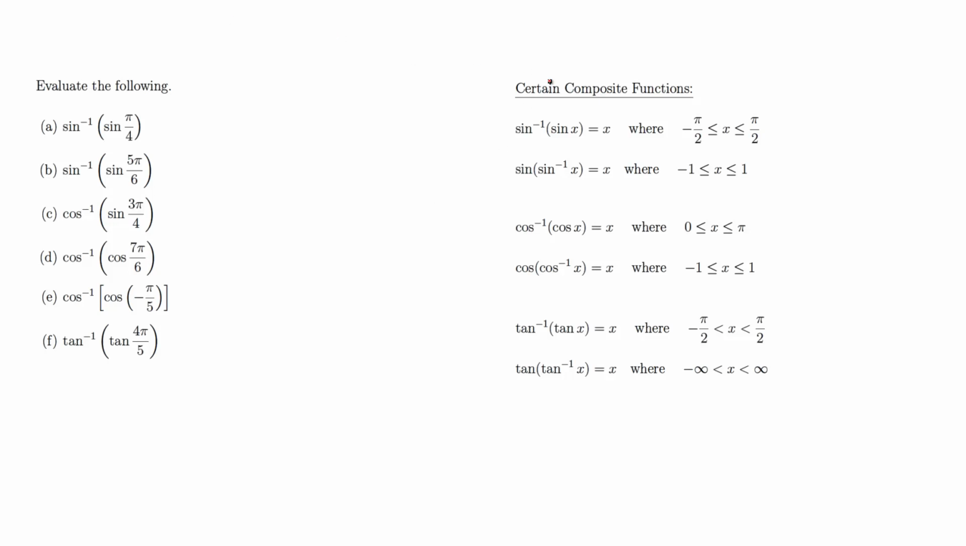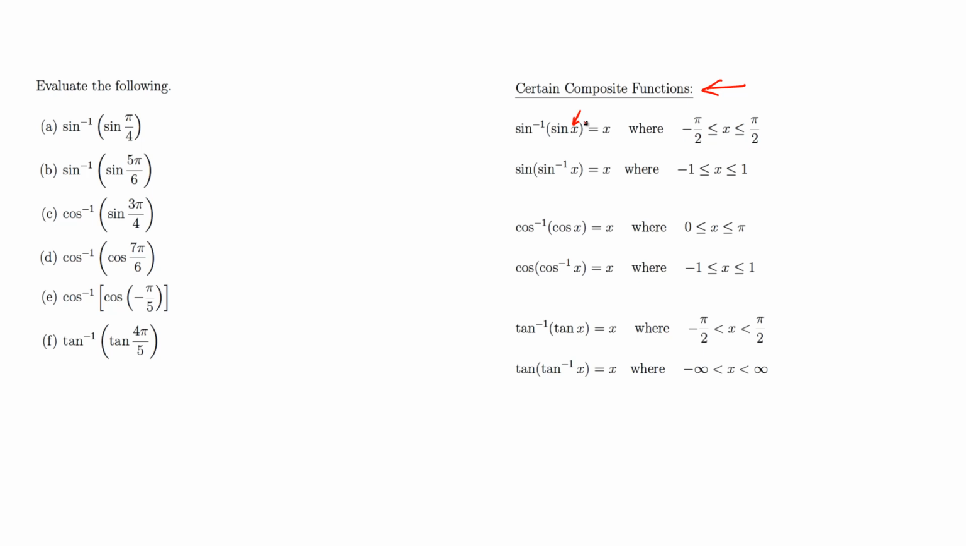Certain composite functions. Look at here. When we have sine inverse, by the way, sine inverse of x is sometimes called arc sine x. But we will use sine inverse x in this course instead of arc sine x. And what happens is sine inverse of sine x will be x as long as this x is in between negative pi over 2 and pi over 2.